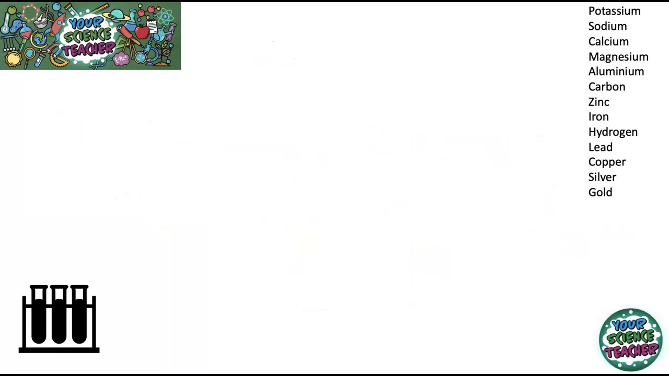Another name for displacement reactions is redox reactions, because one species is reduced and one species is oxidized. Now you can remember this by remembering OIL RIG, which is a mnemonic. It stands for oxidation is loss of electrons and reduction is gain of electrons.